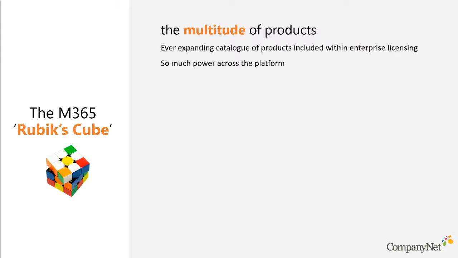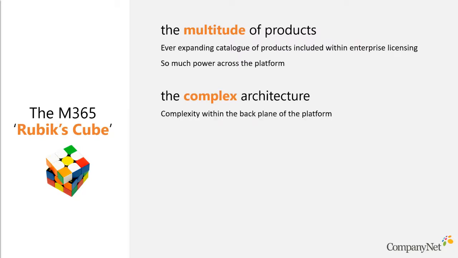So you can see how we're starting to liken that to the Rubik's Cube there with the complexity in there. And we'll talk a bit more about the complexity just now. So the complex architecture, there's complexity within the backplane of the platform. As I say, Azure Active Directory is there, but you've got all of the power of Azure setting off of that. So it's all about tapping into those services, but then gaining a bit of knowledge about those services and how they hang together.